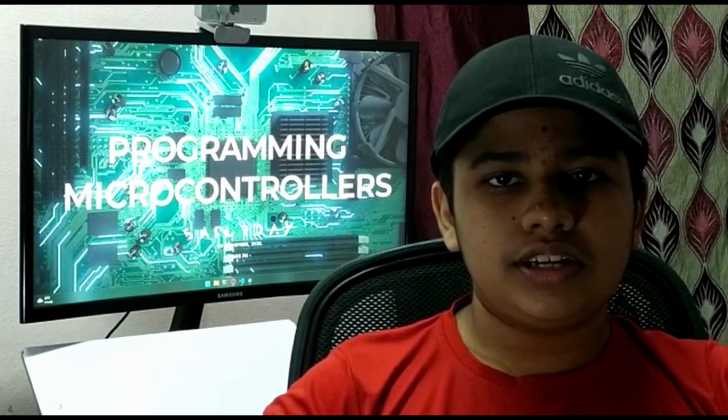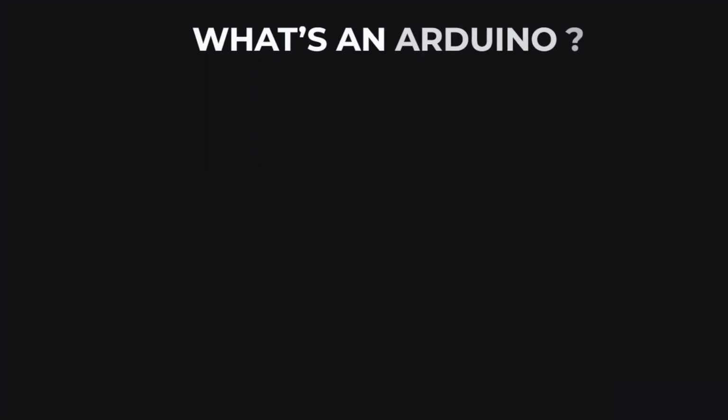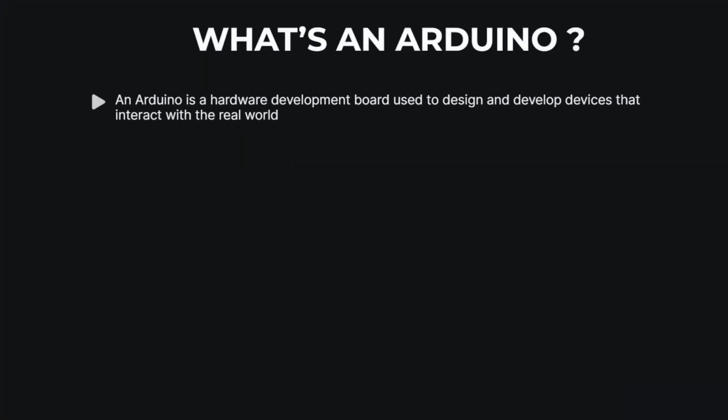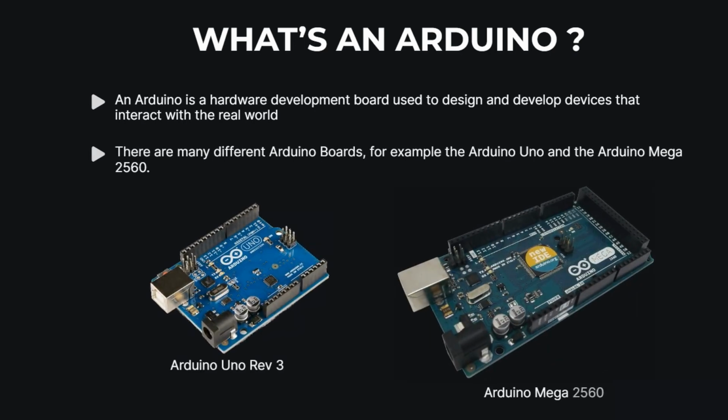In this first video, I will show you how you can blink an LED using the ATmega 2560 microcontroller. For this, I will be using a development board called the Arduino. So what's an Arduino? An Arduino is a hardware development board. It is to design and develop devices that interact with the real world. There are many different Arduino boards. For example, the Arduino Uno and the Arduino Mega.